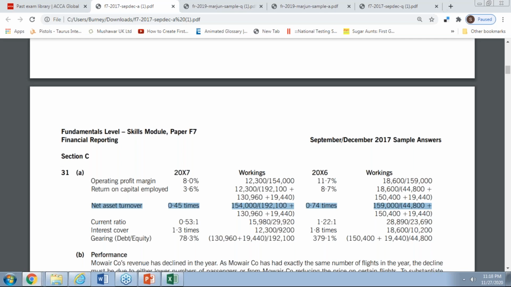So again, it is because of the impact of the loan. You can see here that previously we had a loan of 1,50,400, and now we have paid part of the loan, and now it's 1,30,360. So whenever there is a decrease in the denominator, the ratio will go up.